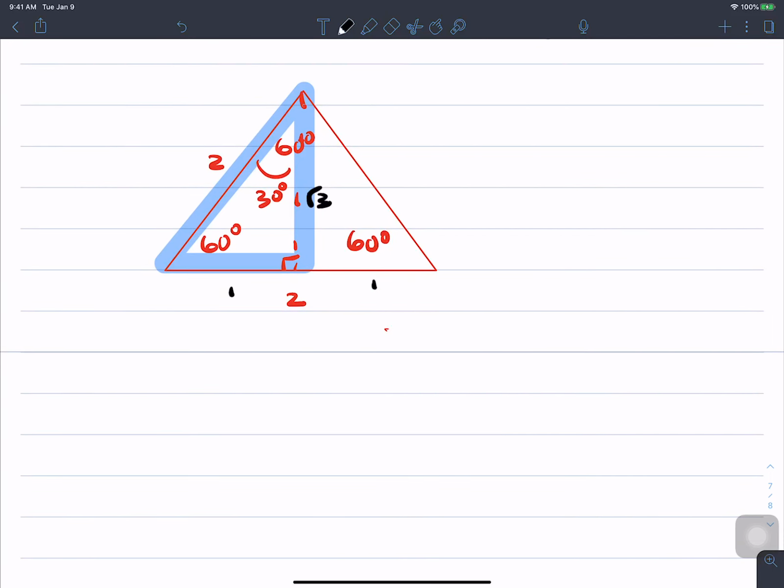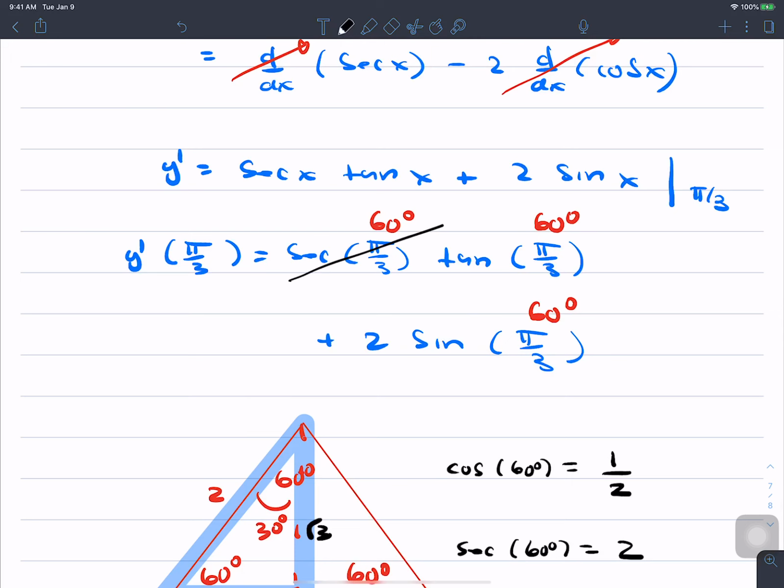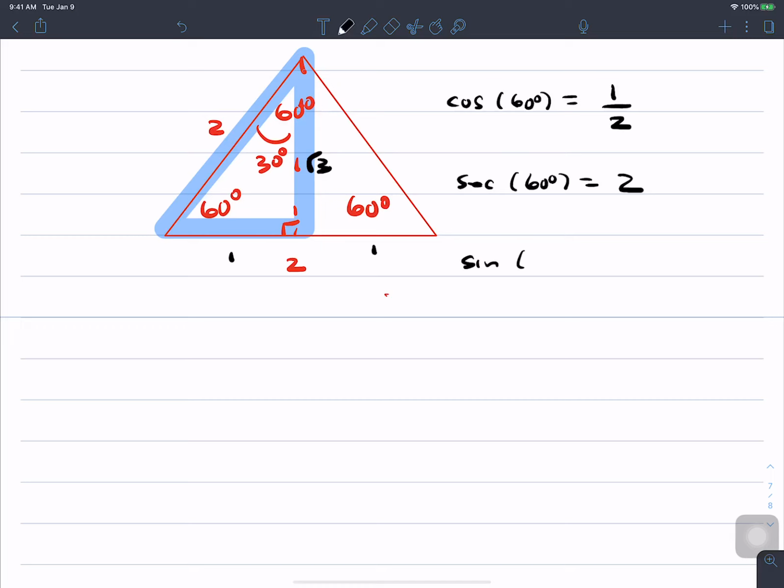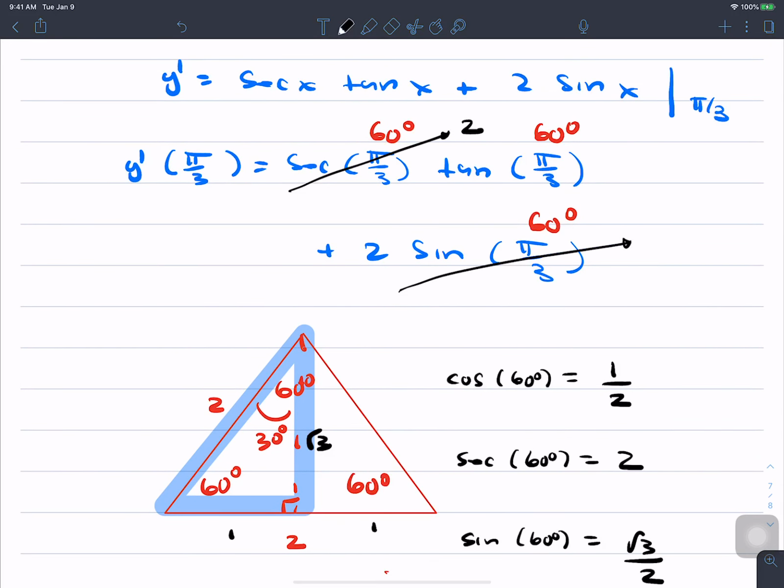So I'm going to use some definitions. I'm going to say cosine of 60 degrees. Remember the definition of cosine: it's the adjacent side, 1, over the hypotenuse 2. Special triangle. Which means secant of 60 is 2. So this value up here is 2. Now we need sine here. Sine of 60 degrees is opposite, square root of 3, over hypotenuse 2. So this is square root of 3 over 2, ladies and gentlemen.